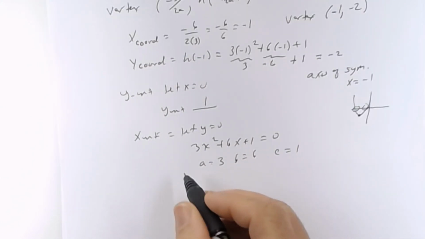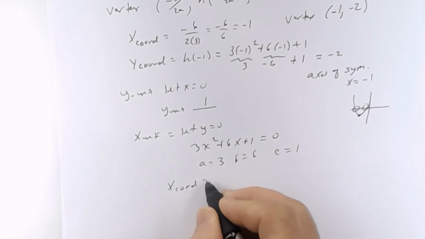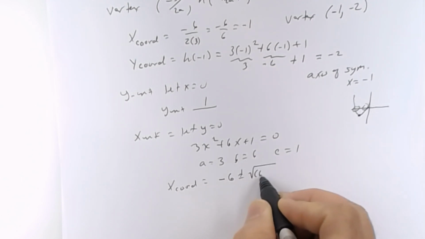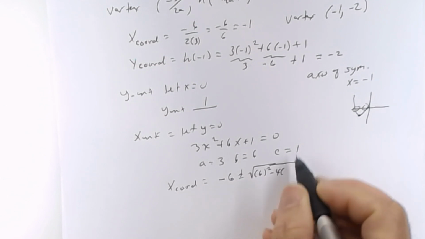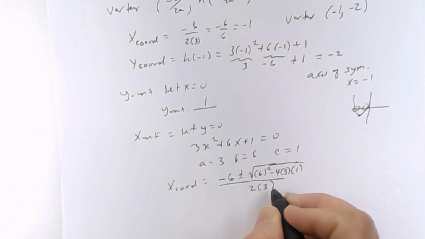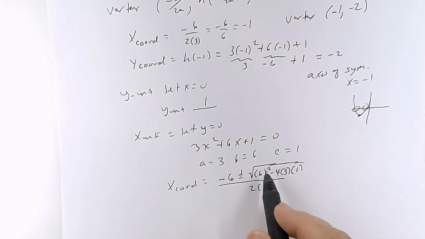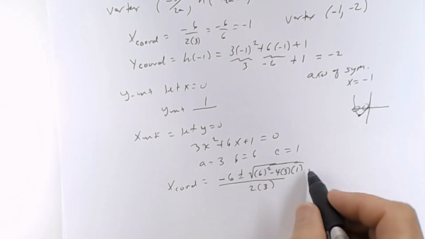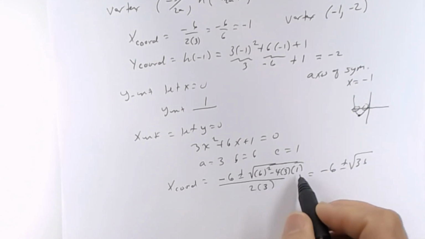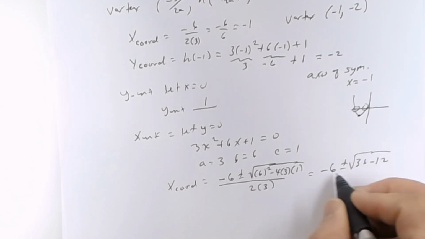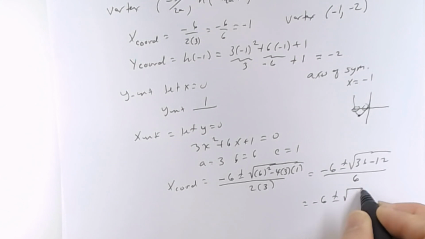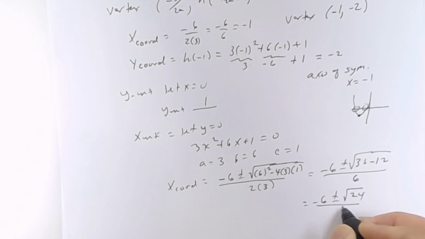So let's use the quadratic formula. The x-coordinates will equal, what's the opposite of B? -6, plus or minus the square root of 6 squared minus 4 times A, what's A? 3, times C, 1, all divided by 2 times A, 2 times 3. Then we deal with the radicand, the discriminant. What's 6 squared? 36. So I get -6 plus or minus the square root of 36. What's -4 times 3 times 1? -12. All divided by 6. So I get -6 plus or minus the square root of 24, divided by 6.